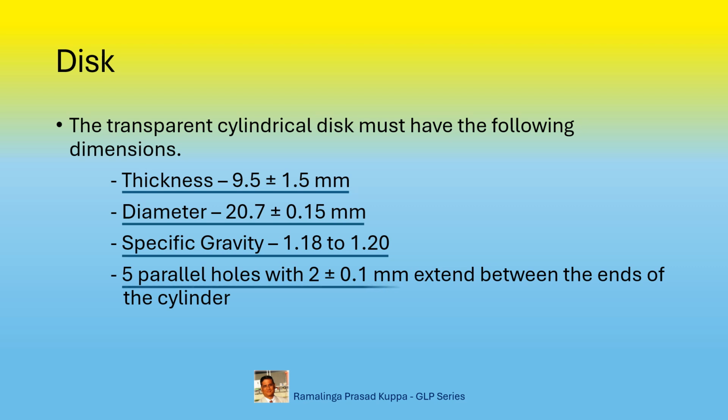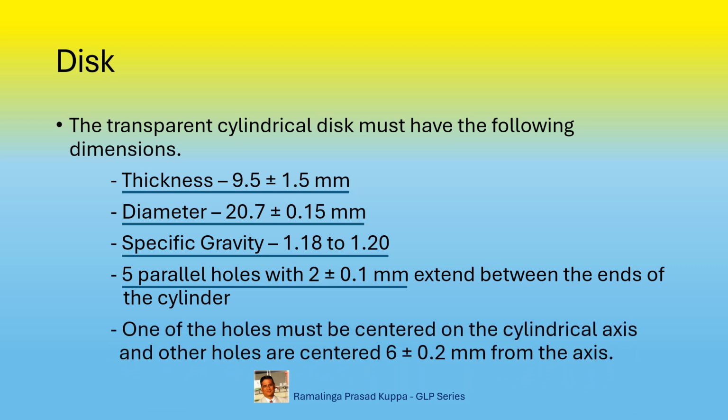5 parallel holes with 2 plus or minus 0.1 mm extended between the ends of the cylinder. One of the holes must be centered on the cylindrical axis and the other holes are centered 6 plus or minus 0.2 mm from the axis. All these specifications are prescribed in USP chapter 701. You may refer to that for more information.